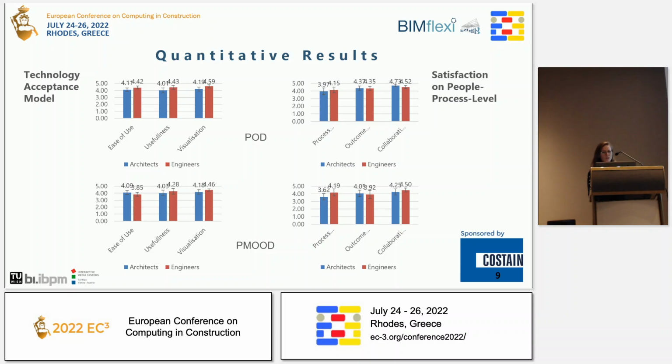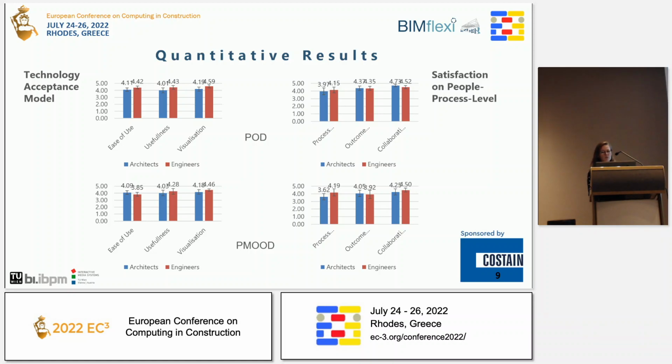So through questionnaires for each approach filled in by every participant, we were able to gather quantitative as well as qualitative data. For quantitative results, the users' satisfaction on people-process level and their satisfaction with technology were investigated. 3 subcategories were requested in detail regarding the satisfaction on people-process level, their satisfaction with process, outcome, and collaboration. Other questions based on the technology acceptance model evaluated the tool's ease of use, its usefulness, and its visualization. So for the quantitative evaluation of the questionnaires, the response options were rated from 1 to 5, implying strongly disagree with 1 and strongly agree with 5.